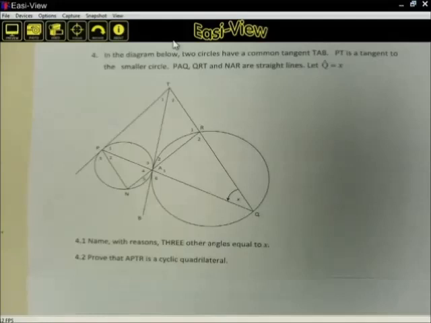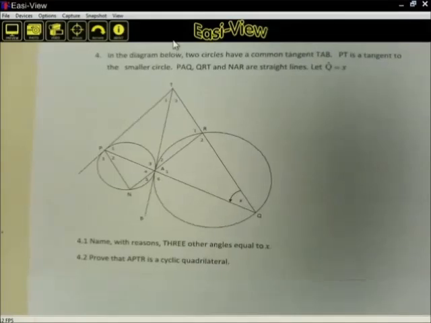Welcome back. I hope you had 5 interesting minutes whereby you were busy trying to solve this problem. Let me take you through the problem there. It reads, in the diagram below, two circles have a common tangent. It means TAB is a tangent to both circles.